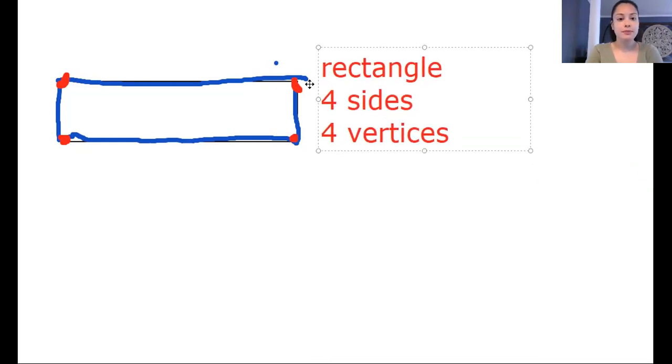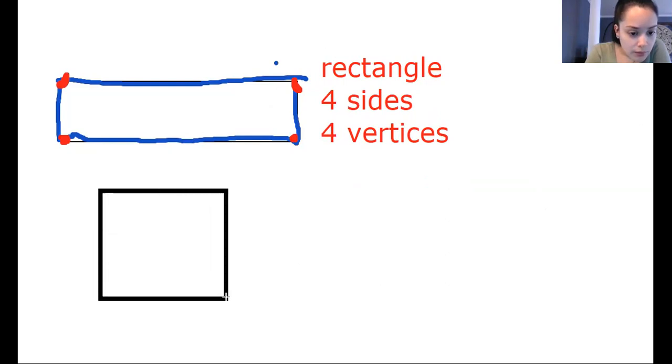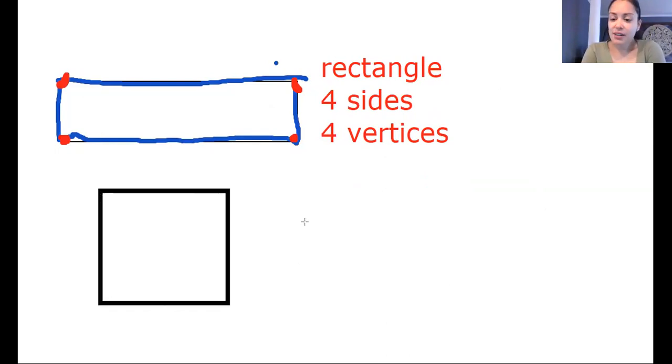Now let's do another shape. Let's do this one. What shape is this? What is this shape called? It's a square. Let me write that right here. Square.